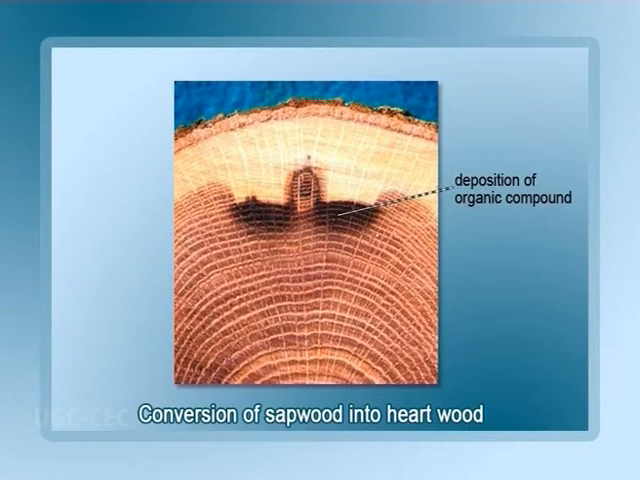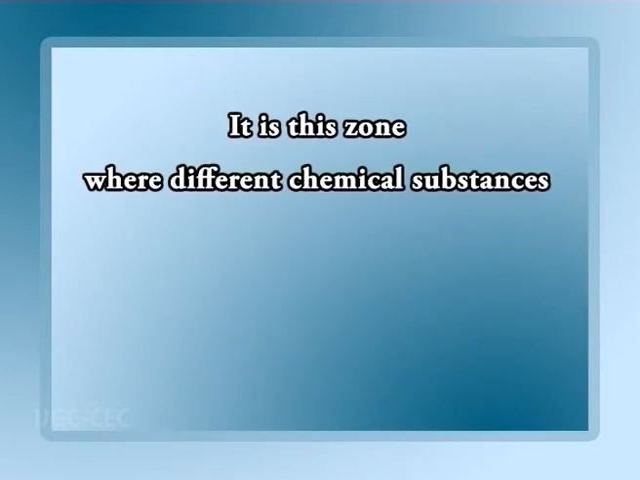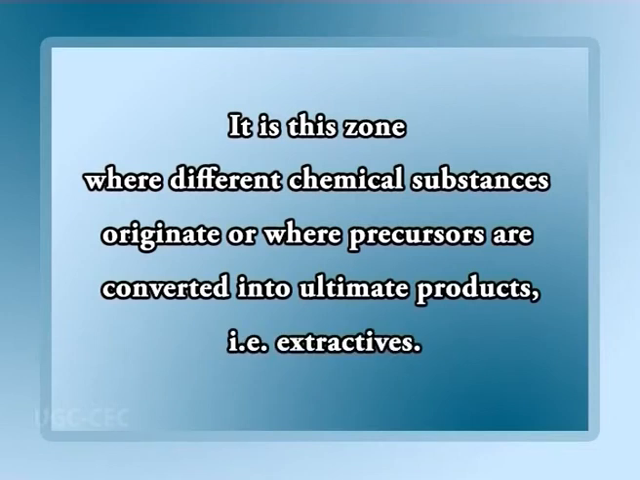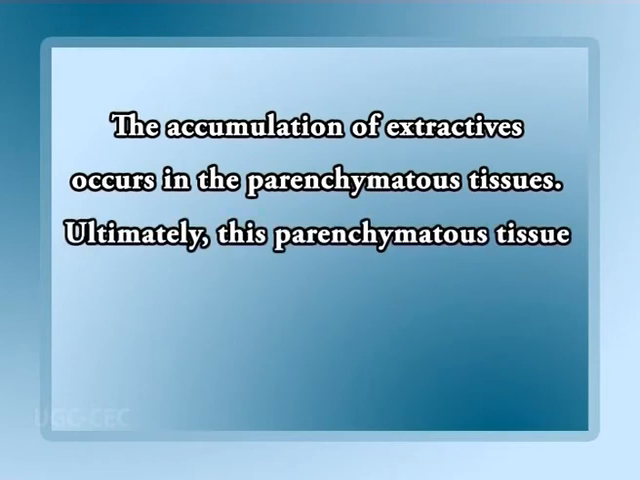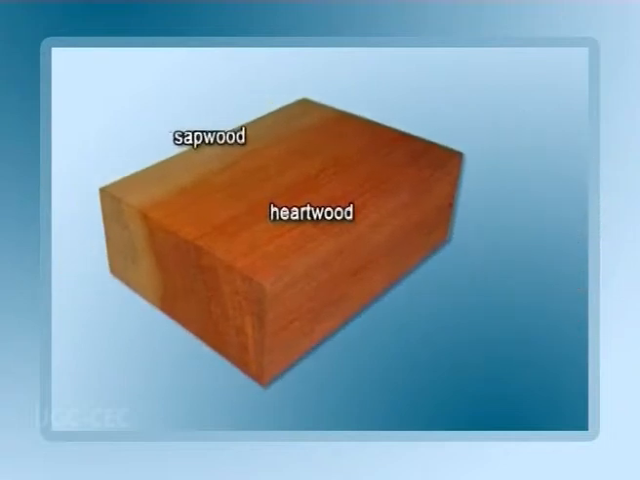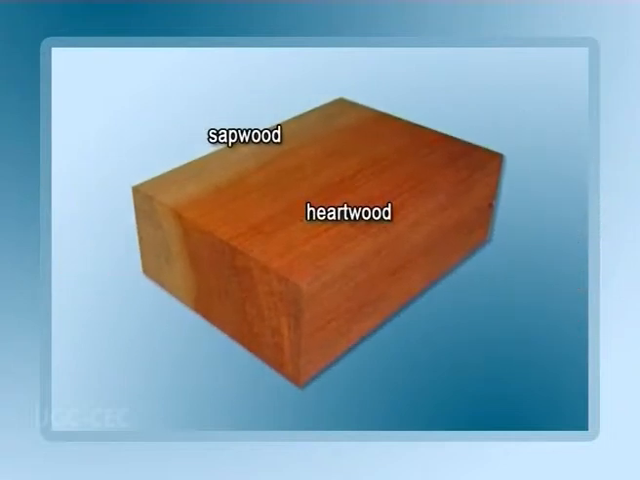There is a region in the heartwood which is neither heartwood nor sapwood. Such a portion is called the heartwood-sapwood interface. It is this zone where different chemical substances originate, where precursors are converted into ultimate products, that is extractives. The accumulation of extractives occurs in parenchymatous tissues. Ultimately, this parenchymatous tissue dies and the transition zone is pushed outwards. This increases the diameter of the heartwood.